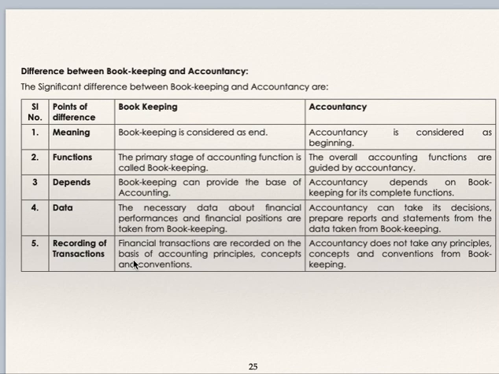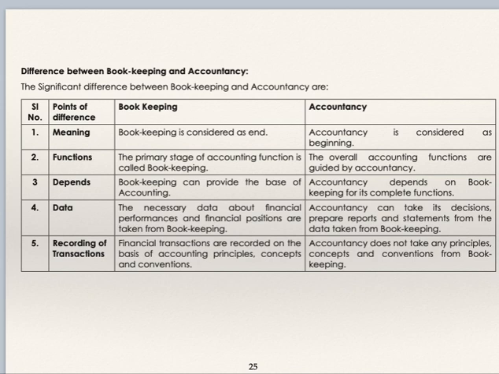Next and last distinction, financial transactions are recorded on the basis of accounting principle, concepts, and conventions. Accountancy does not take any principles, concepts, and conventions from bookkeeping. So, for recording transactions in the books of accounts, various accounting principles, concepts, and conventions are used. Whereas financial statements, profit and loss account and balance sheet, and various financial reports are prepared from bookkeeping data. Few more distinctions also you can add here.